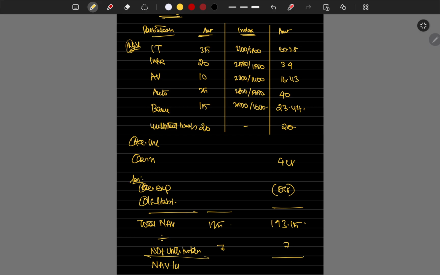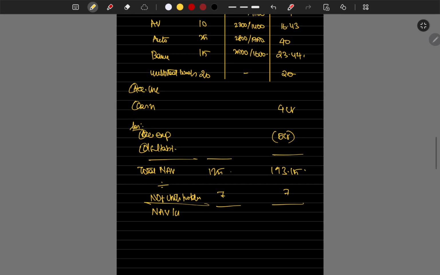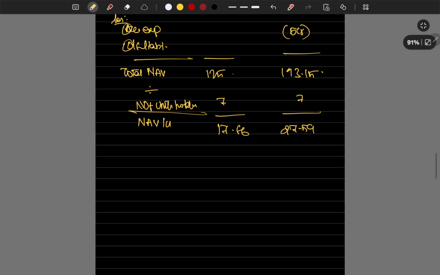What's the number of unit holders? 7 crore. 125 divided by 7, which is 17.86, is the NAV per unit. 193.15 divided by 7, which is 27.59. So this is the NAV at start, this is the NAV at the end.